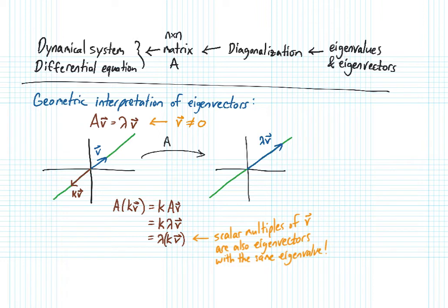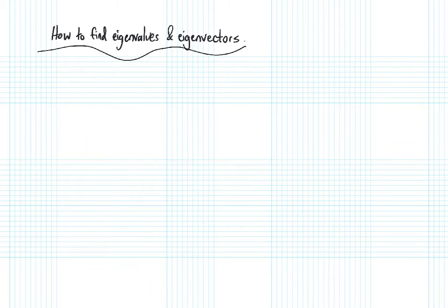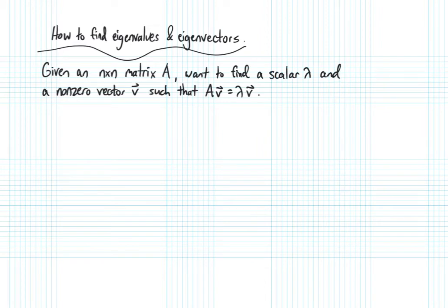When you solve for eigenvectors, you're really looking for these lines. But the eigenvector is just a nice way of representing that line. It's a basis vector for the line. All right, so back to the question of how to find eigenvalues and eigenvectors. Just to remind you of the problem, given an n by n matrix A, we want to find a scalar lambda and a non-zero vector v such that A times v equals lambda times v.